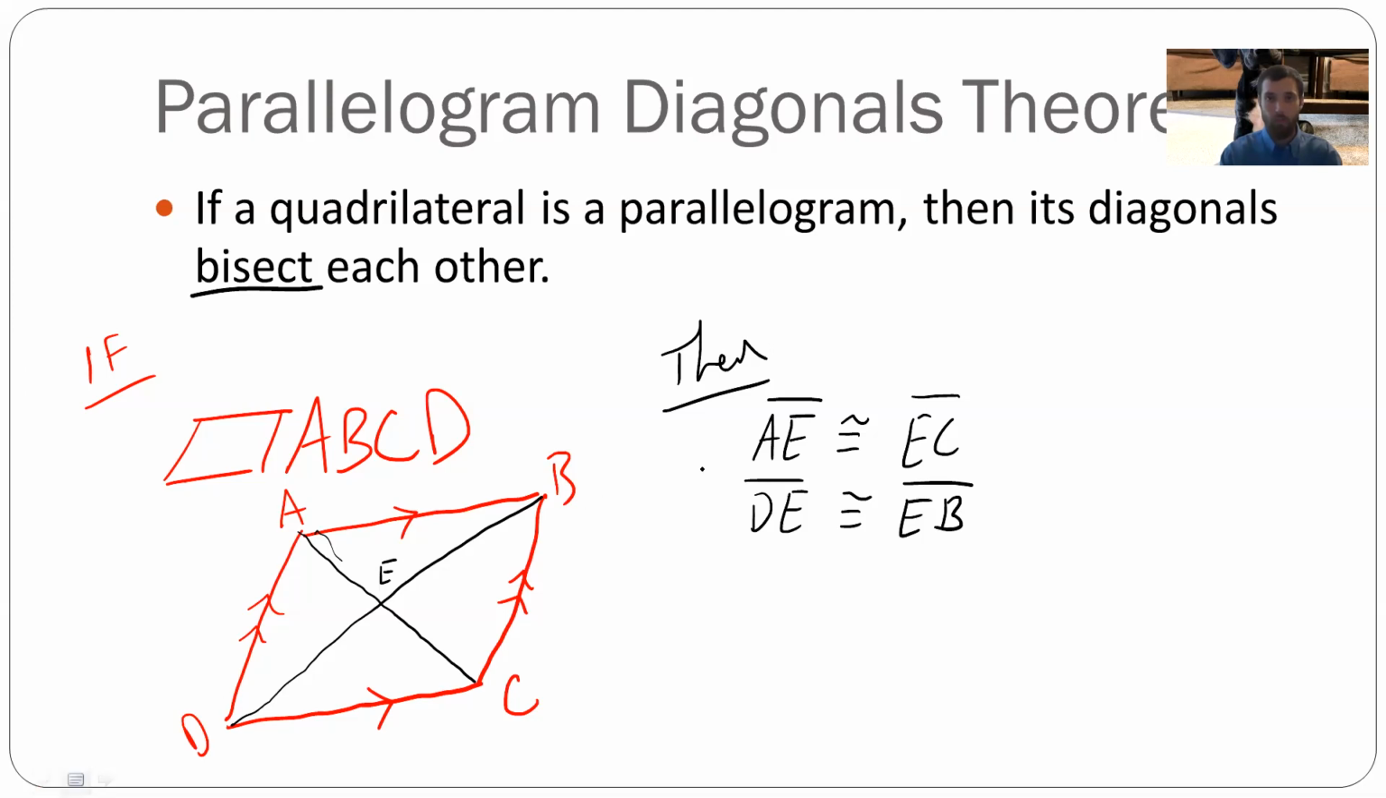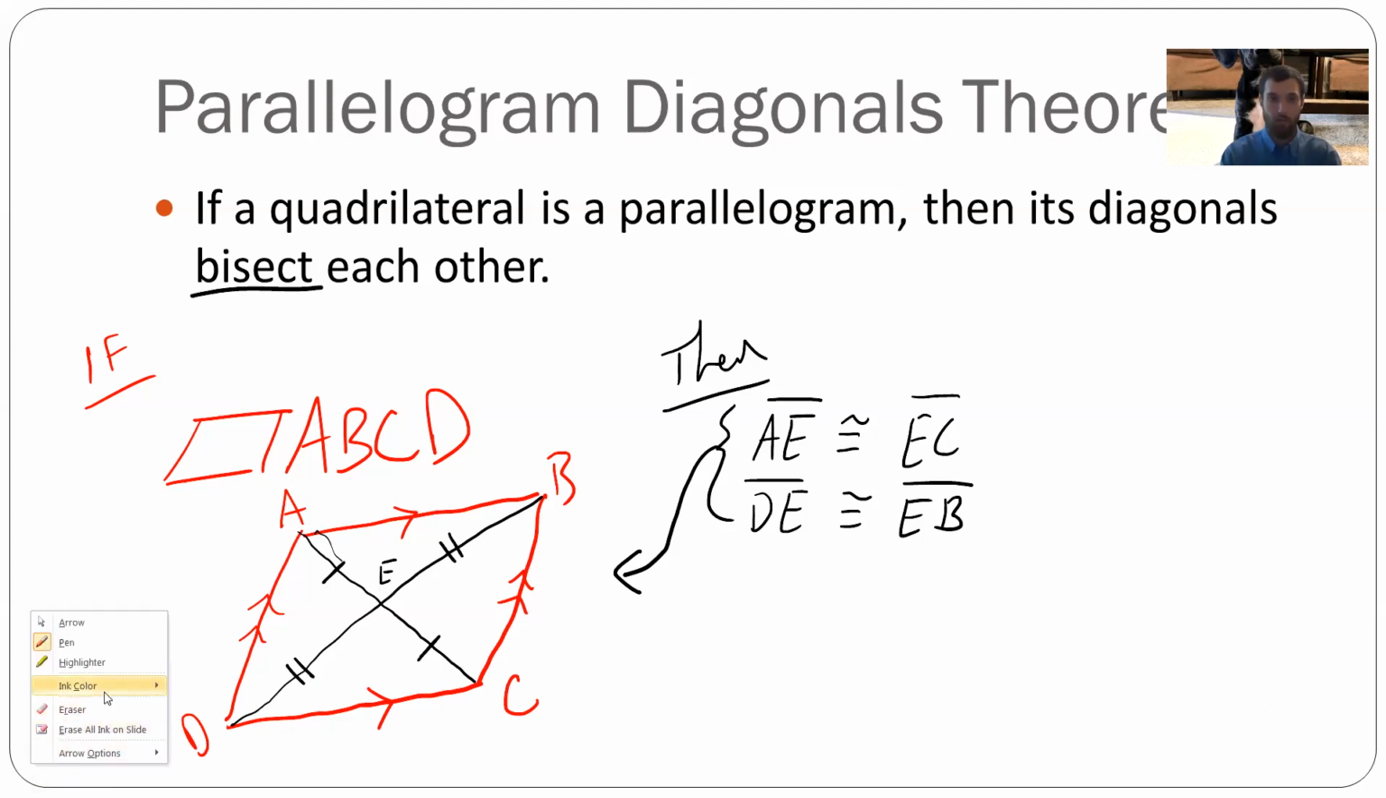So what this would allow me to do is take my markings and bring them over here in black, that I could then put on my figure. That means that AE is the same as EC, as well as DE is the same as EB.